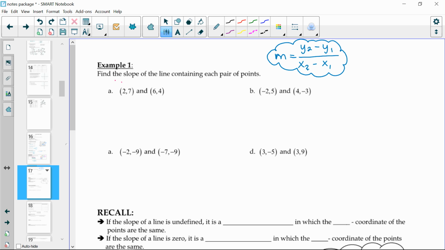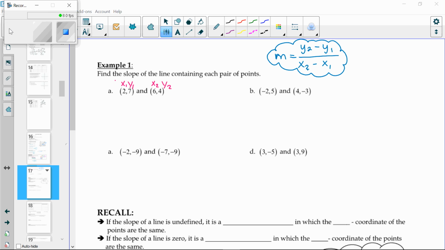And I'm going to call this one my x1, y1, and this is x2, y2. All right, so you're going to need to fire up your calculators for this one. Let me find mine. Okay, so all we're going to do is plug in our values for our slope.